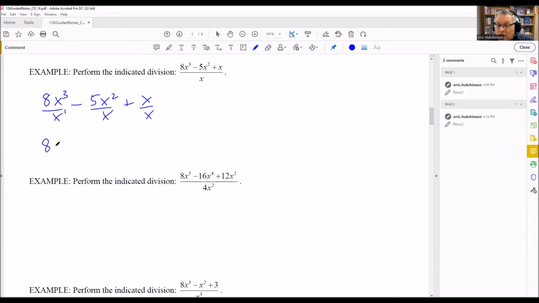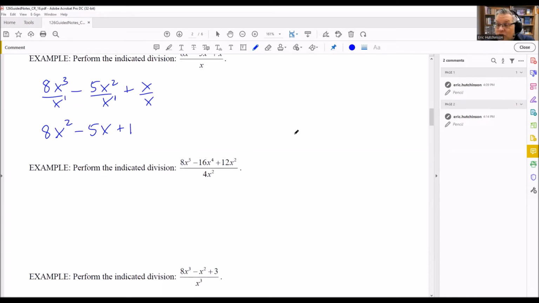So we're going to get 8x, 3 minus 1 is 2. Next, we have minus 5, and then there's a 1 on the bottom here. 2 minus 1 is 1, so I just get 5x. On the end, both of these are exactly the same, so that can be reduced to just 1. Whenever you have the same thing on top and the same thing on the bottom, it's going to reduce to 1. And so therefore, this is going to be your answer, x squared minus 5x plus 1.